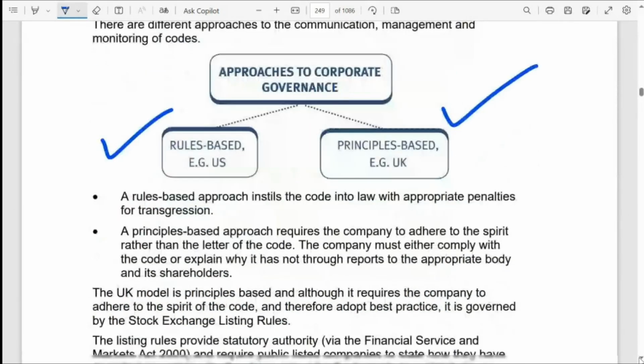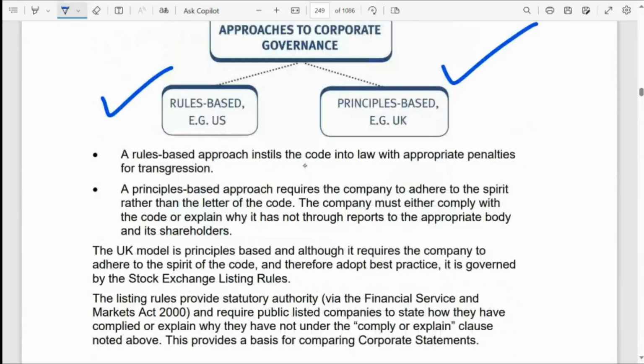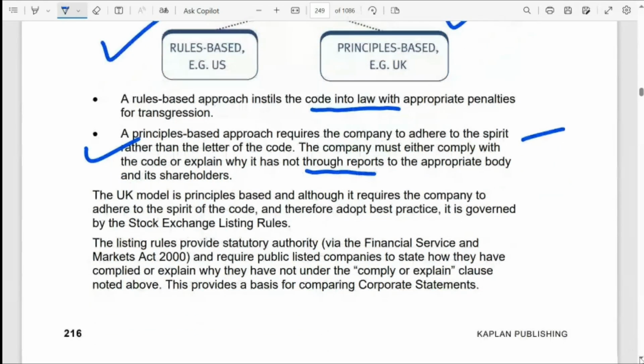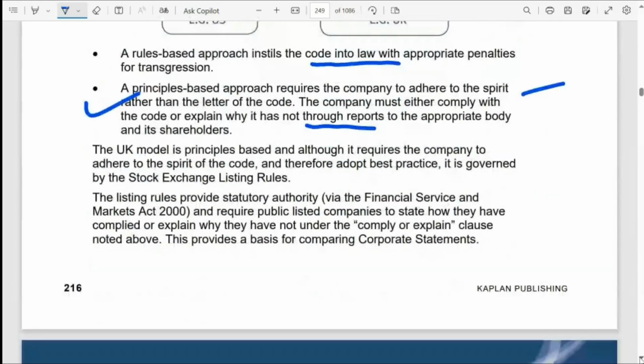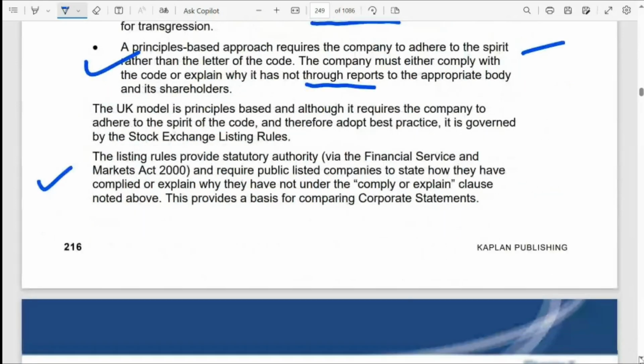So rule-based approaches instill the code into law with the appropriate penalties for transgression. Principle-based requires the company to adhere to the spirit rather than the letter of the code. The company must either comply with the code or explain why it has not through reports. The UK model is principle-based, although it requires a company to adhere to their code of conduct for UK law and the exchange requirements for listing purposes. So they have mentioned the key points, what is the requirement for that.